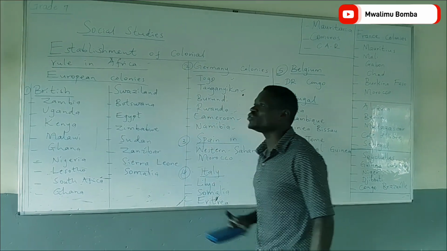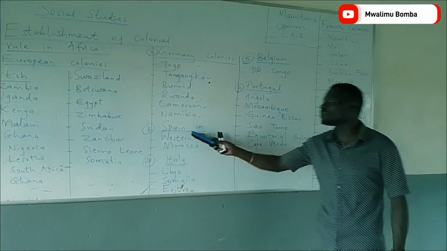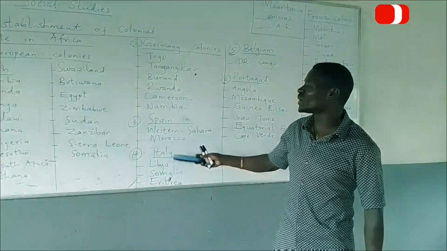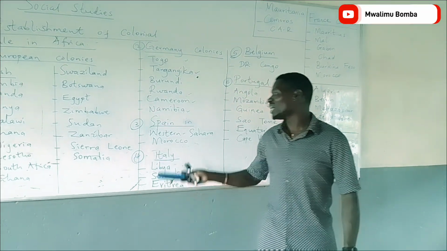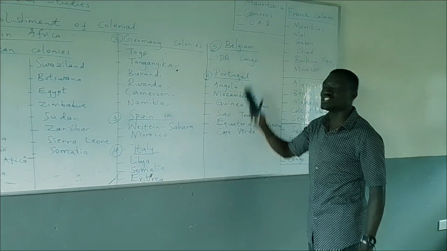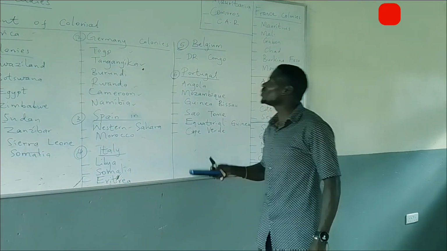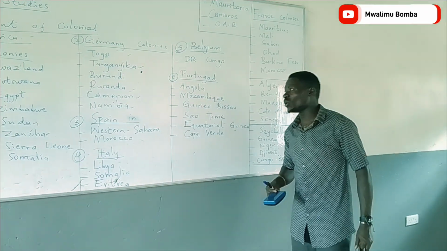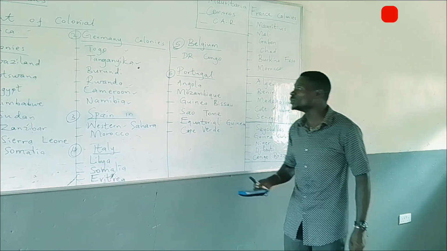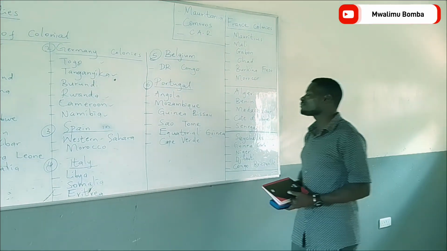We have, number 2, Germany. Germany was also in Africa. We have Spain, which only colonized 2. We have Italy, which only colonized 3. We have Belgium, which only had 1. That's DR Congo. We have Portugal, which had just a few. Then we had France.